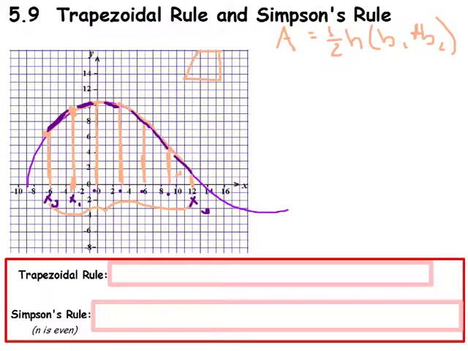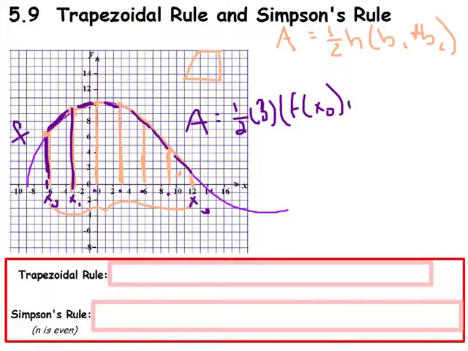So if we want to add the areas of those trapezoids together, it would be 1/2 times the height times the sum of the bases. Now what are the bases for this trapezoid? This x value is x sub 0, and this x value is x sub 1. I should say we're going to call this function f of x. So our first height is f of x sub 0, and our second height is f of x sub 1. Hopefully you can picture doing this all the way across.